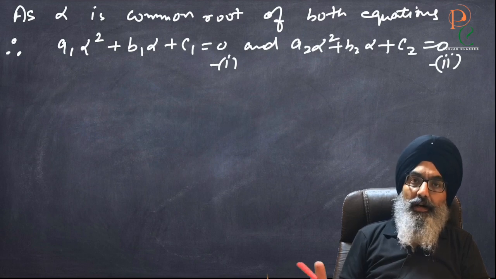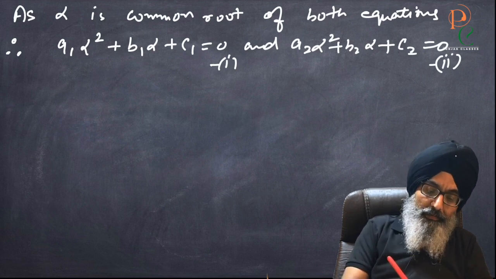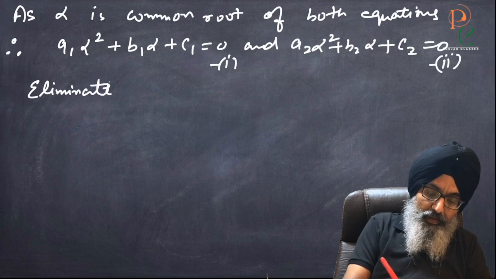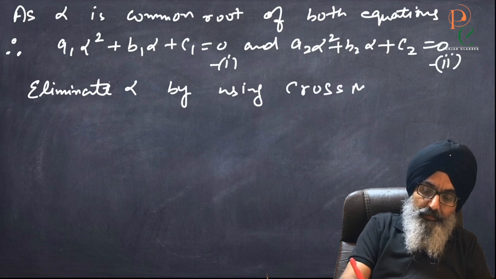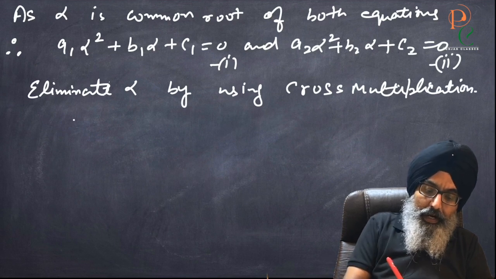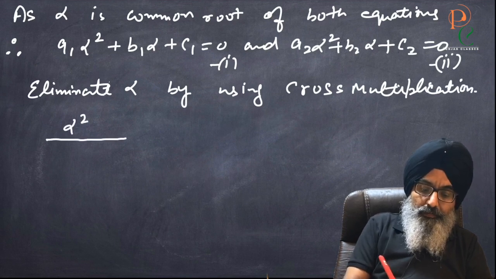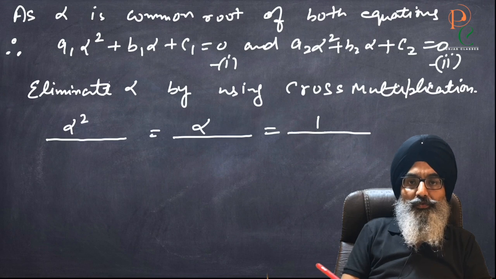How will we eliminate alpha from these two equations? By using the method of cross multiplication. So eliminating alpha by using cross multiplication method, that is, I write alpha square by some value, which will be equal to alpha by some value, which will be further equal to 1 by some value. What those values will be?